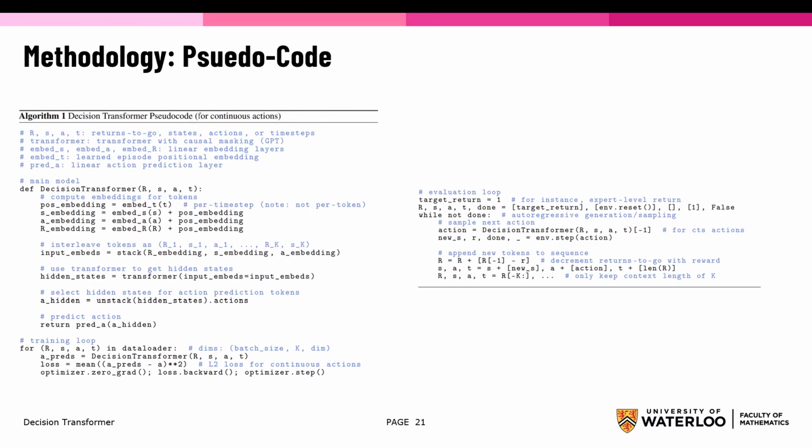For completeness, I show the pseudocode, taken as screenshots from the original paper, for the training and evaluation of the decision transformer architecture. It is essentially exactly the same as we explained in the previous slides. However, it is important to note that for the evaluation, we always keep a context length of only k steps that enter the transformer at any particular time step.